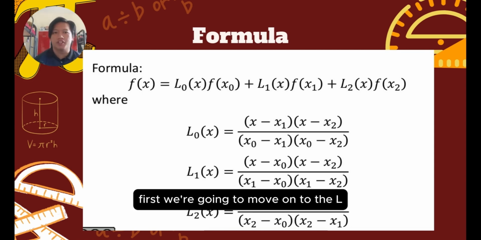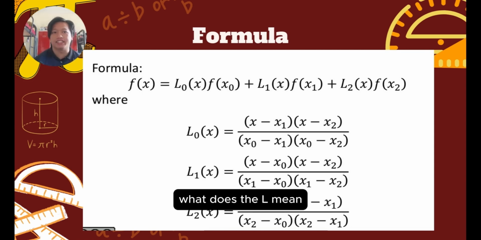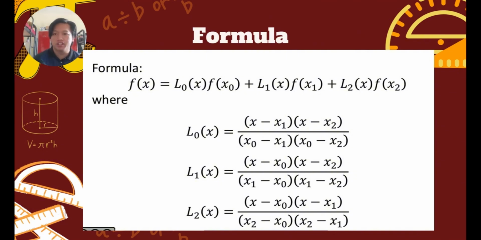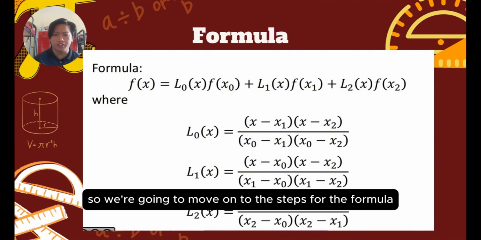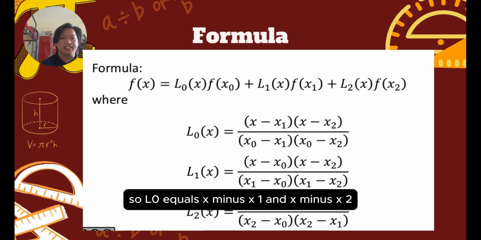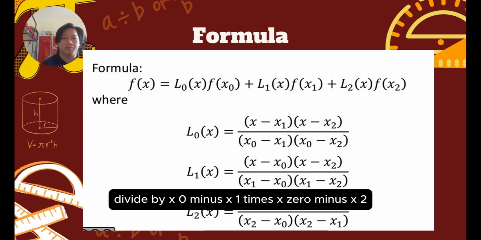First, we're going to move on to the L. What does the L mean? The L represents each known data point we're going to use. So we're going to move on to the steps for the formula now. For the first step, we're going to go to L0. So L0 equals (x minus x1) times (x minus x2) divided by (x0 minus x1) times (x0 minus x2).